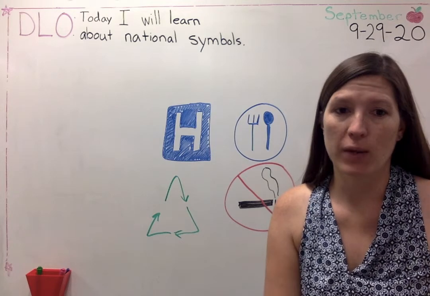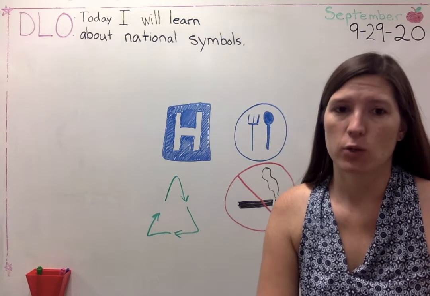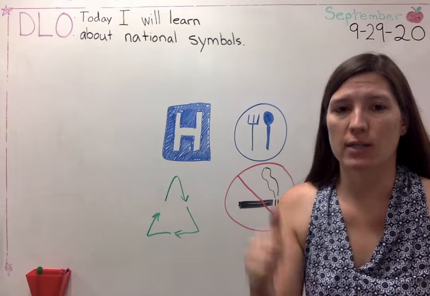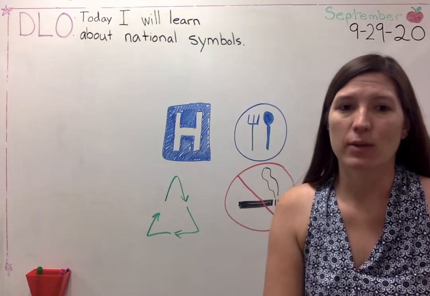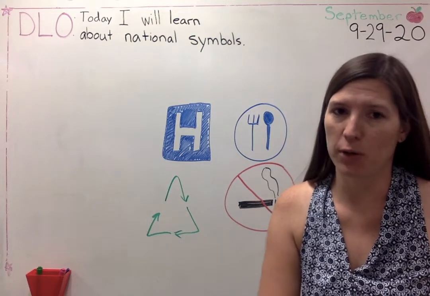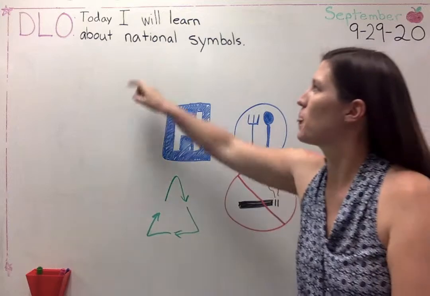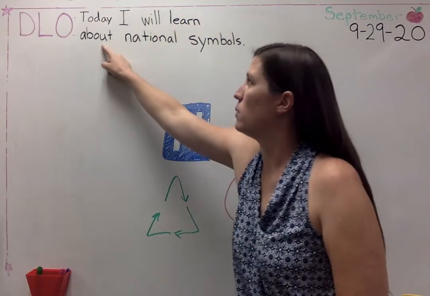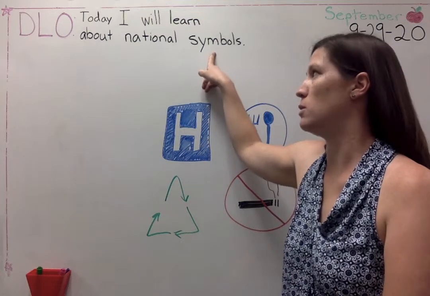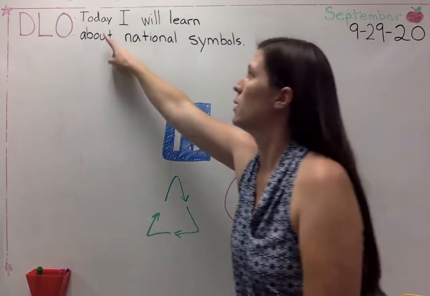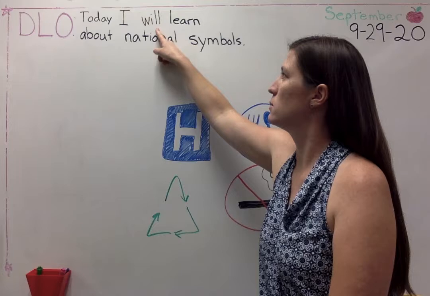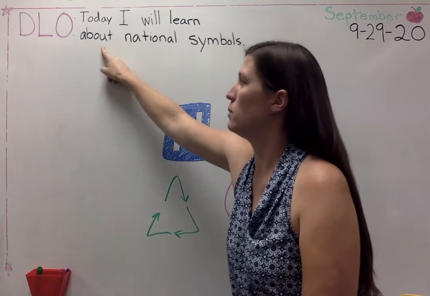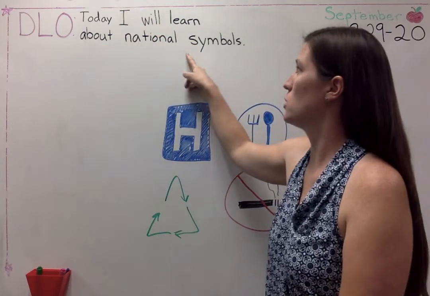We're starting our inquiry units now. So let's start off with talking about our DLO, and then we're going to talk about symbols today and read a book. All right, I'll go first. Today I will learn about national symbols. Now it's your turn. Today I will learn about national symbols.